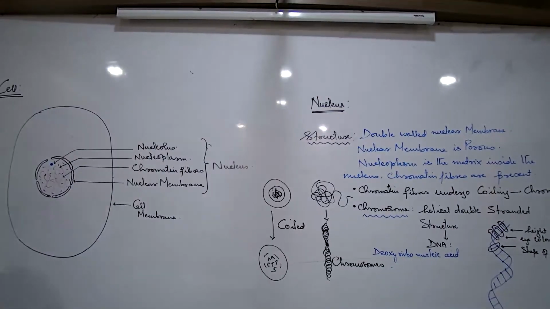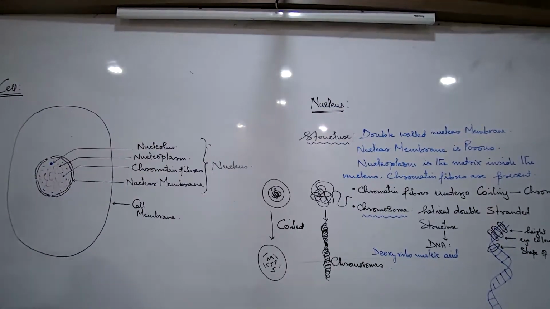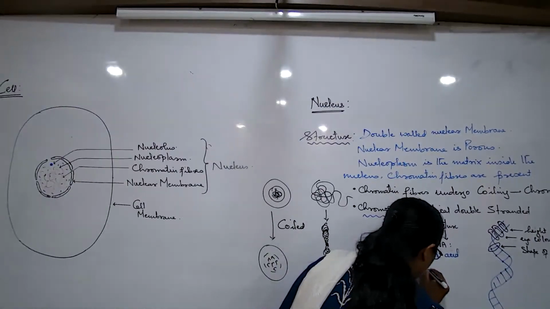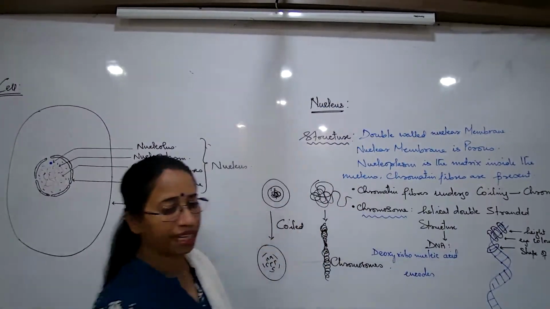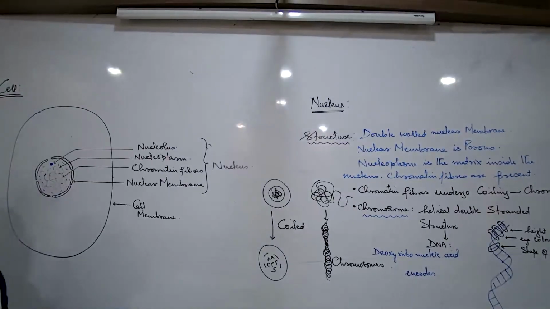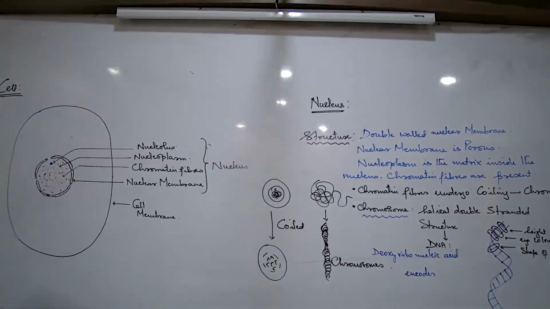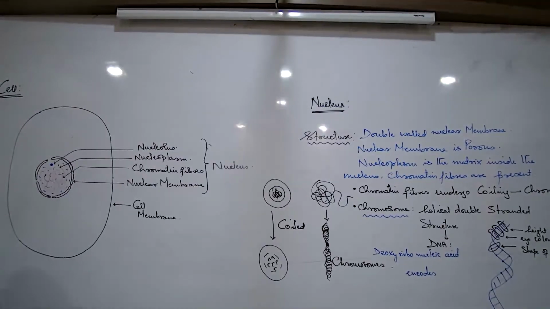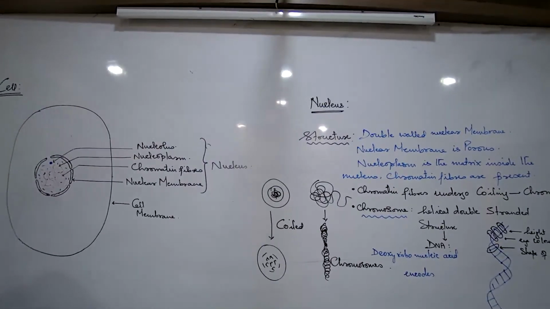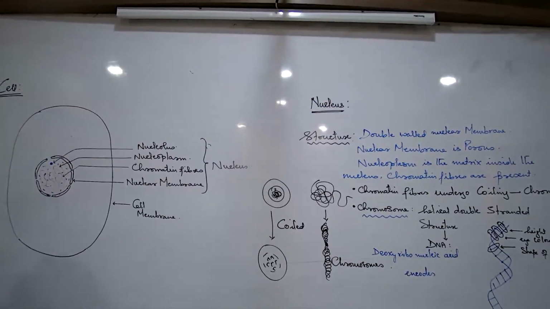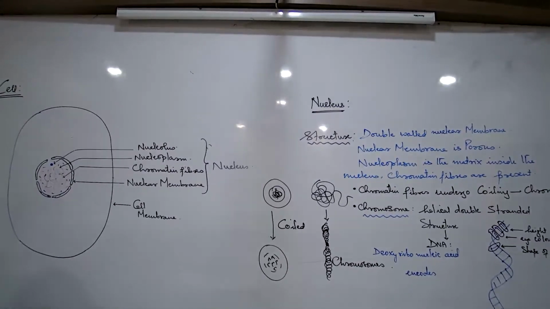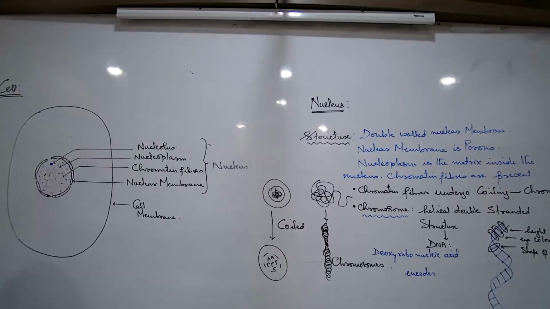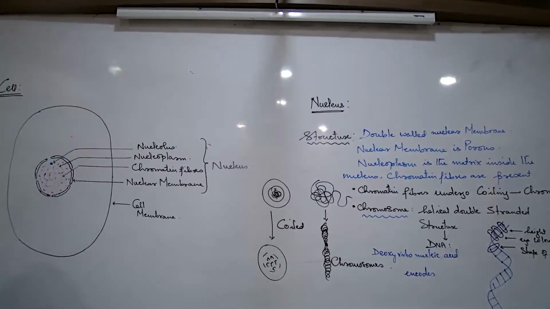A gene is a specific segment of the DNA molecule which encodes for a protein. Encodes means carry information for a protein. It encodes for a protein and regulates specific characteristics.